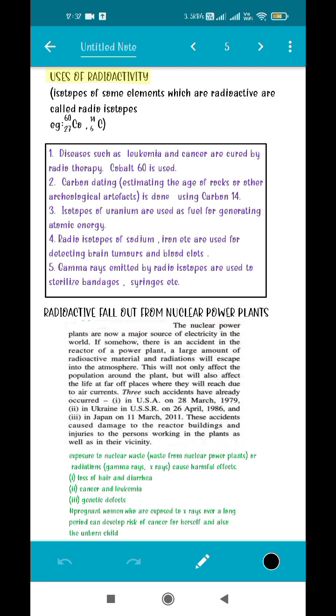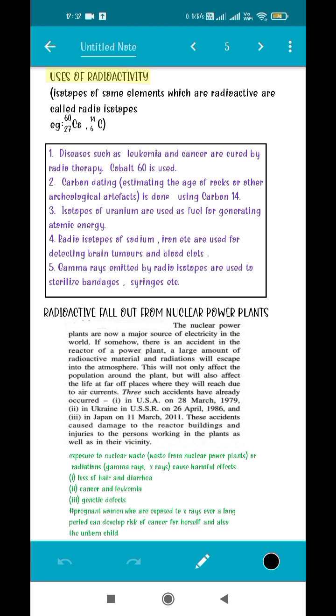Now there are certain uses of radioactivity. Although it is harmful, it also has a lot of uses. So what are the uses? Isotopes of some elements which are radioactive in nature are called radioisotopes. I told you about isotopes in the beginning. There are certain isotopes which show this radioactivity, and they are known as radioisotopes. Certain examples are cobalt-60 and carbon-14. I told you about carbon-14 initially also.